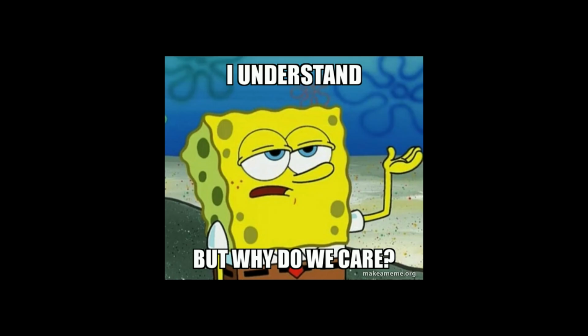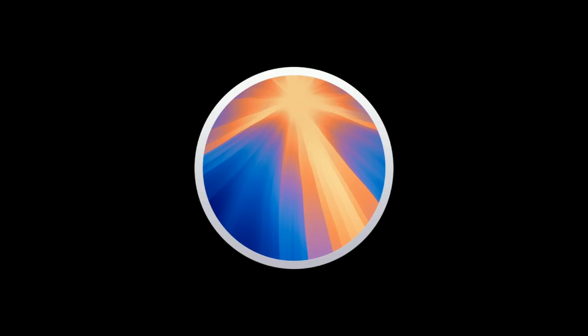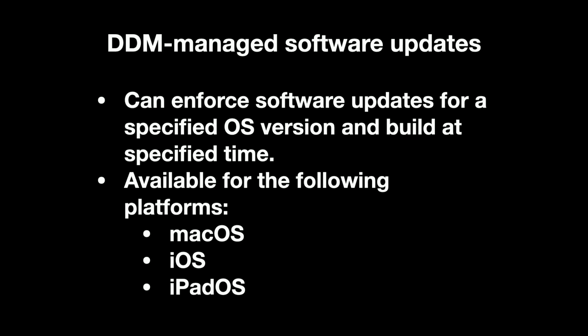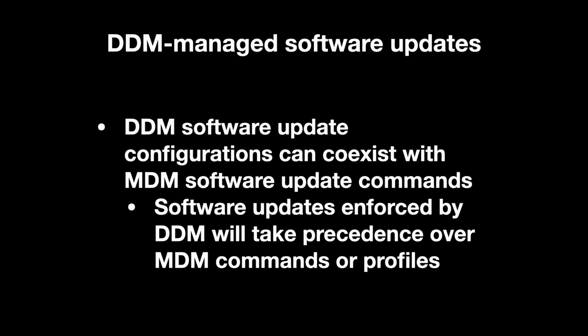Why do we care about this? What can you do with declarative device management? Well, first, let's look at some of what's available in macOS Sequoia and iOS 18. So software updates are manageable via DDM, and they can enforce deploying a specified OS version and build which must be installed by a specified time. Now, to help ease migration, DDM software update commands can coexist with their counterpart MDM commands for managing software updates. That said, DDM management is going to take precedence in this case over MDM commands.